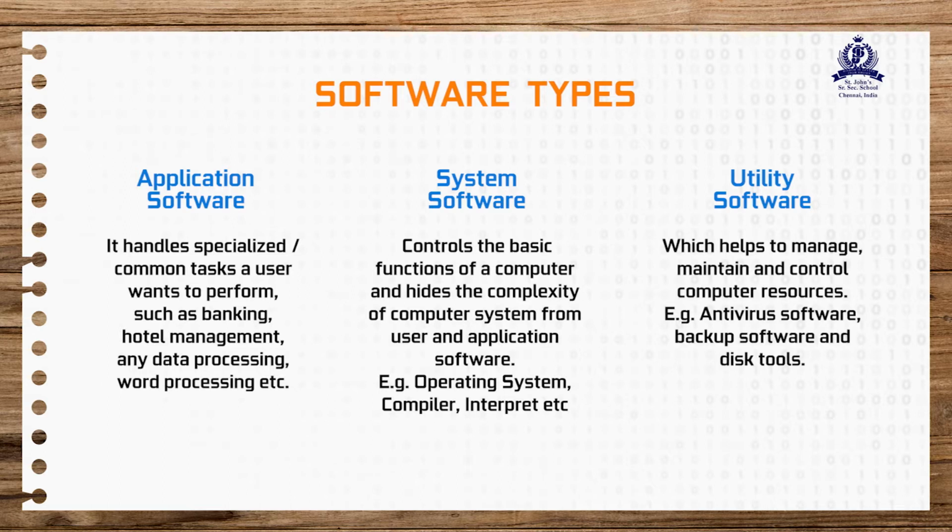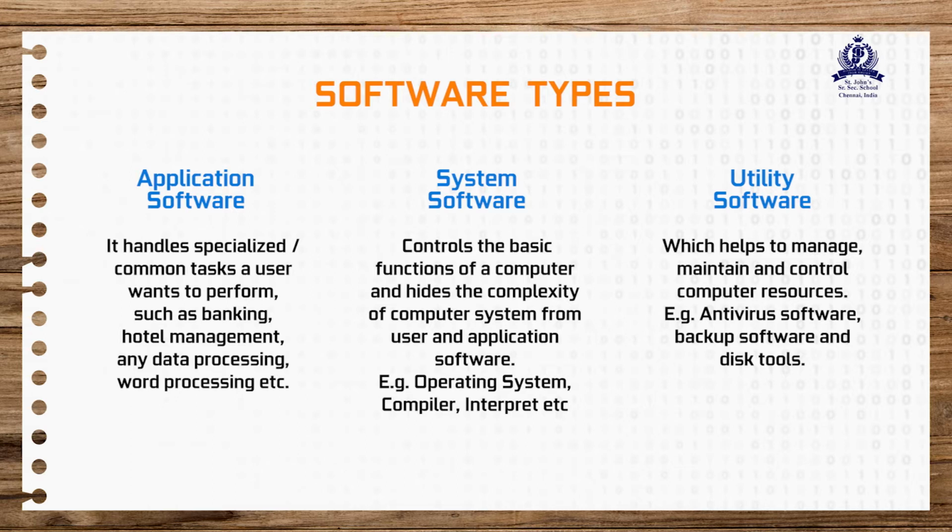The last type of software is utility software. This software helps to manage, maintain and control computer resources. It is very important, because this software handles many computer resources. Suppose any virus occurs in your system, it will automatically affect the entire system. To avoid that, we can install antivirus software. If the antivirus is not in your system, or if it is not updated, this utility software indicates a message that your antivirus is not updated.